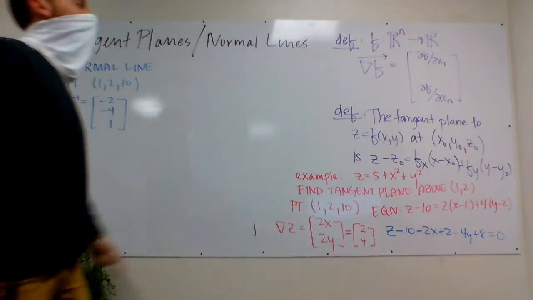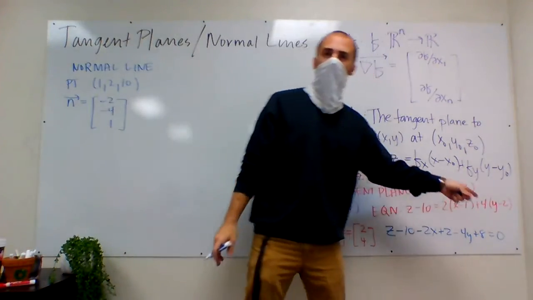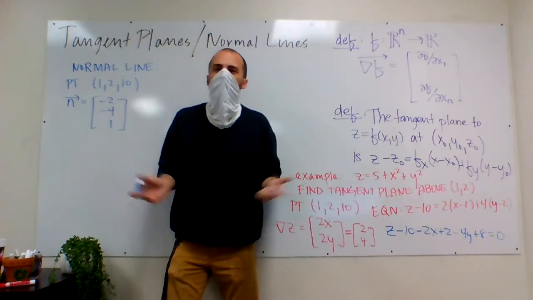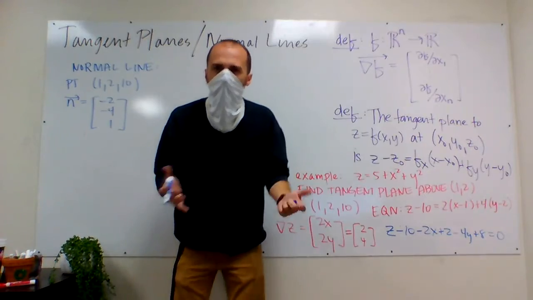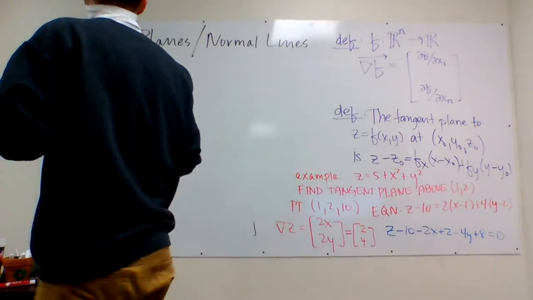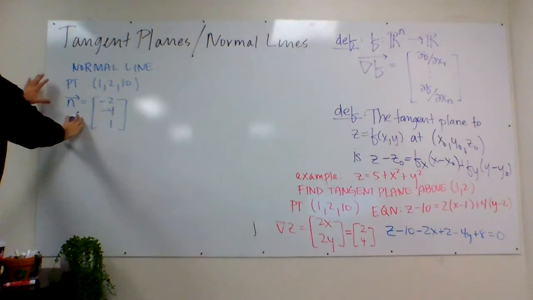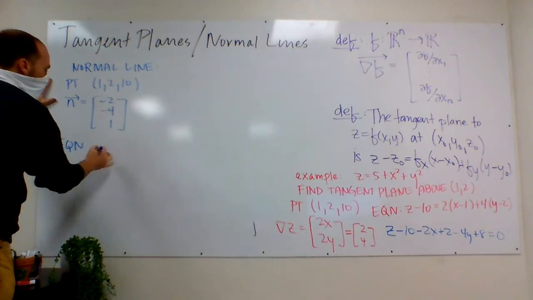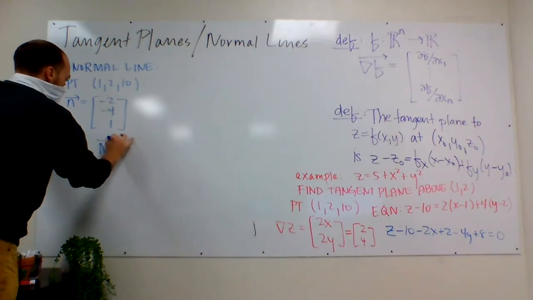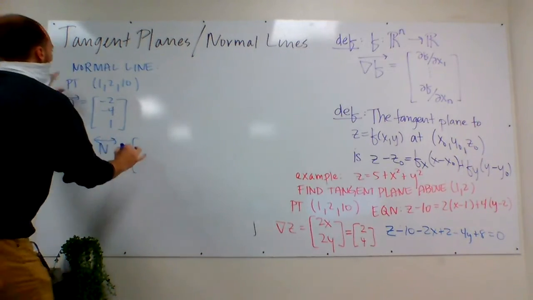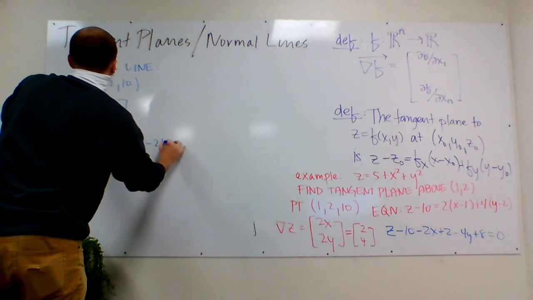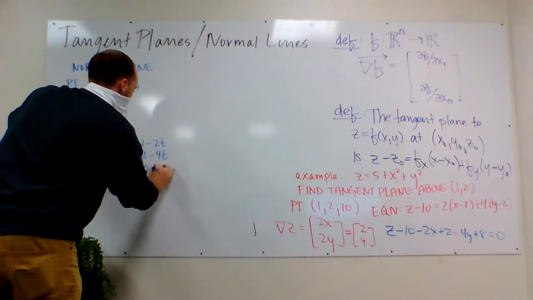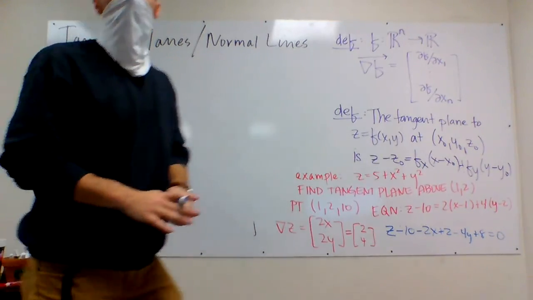Now, you may have solved this a different way. You may have pushed the z over to the other side, and you may have had 2, 4, negative 1, and that's fine. The orientation of your normal line will be the opposite of mine, but it's the same line. It traces out the same line in space. So I've got a point, I've got a vector. I'm going to write the equations for the line, or the vector equation. Normal line is 1 minus 2t, 2 minus 4t, and 10 plus t. And that's all I've got for you for today.